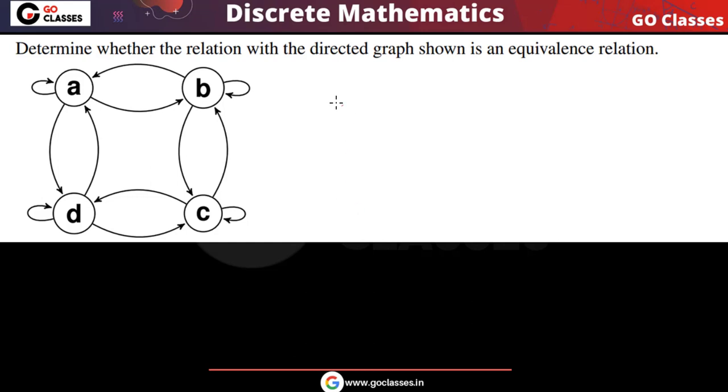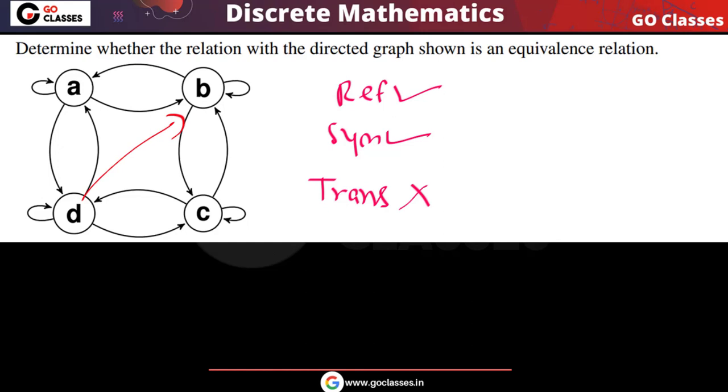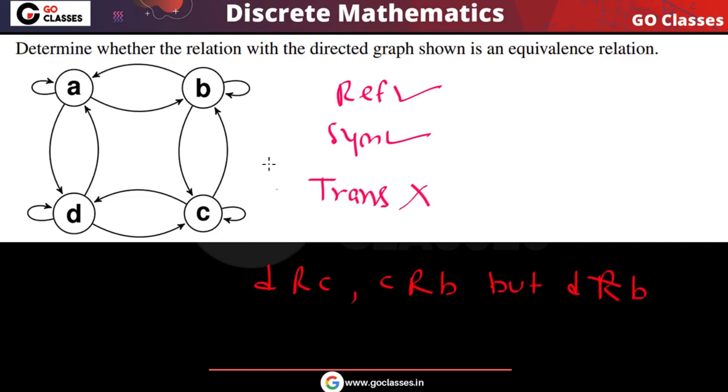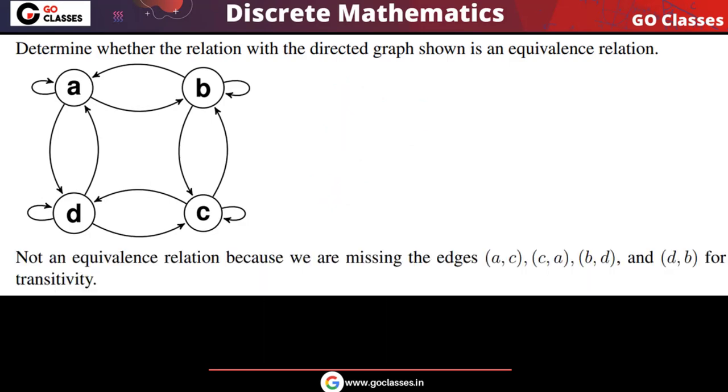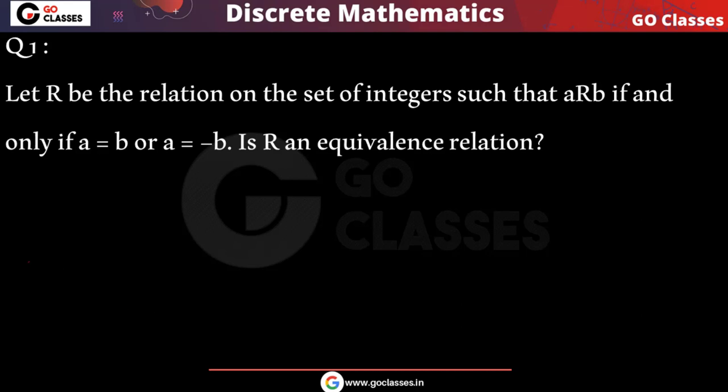Again the same thing. This is reflexive, this is also symmetric, but again this is not transitive. Why is this not transitive? You can check, this arrow is missing. For example, D is related to C, C is related to B, but I can see that D is not related to B. So that's the reason this is not transitive. Hence this is not an equivalence relation. Okay, now let's move on.